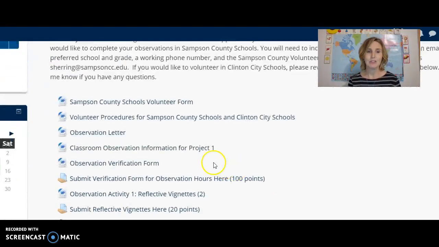If you are planning on doing your volunteering or your observation project in Sampson County Schools, you will need to email me this Sampson County Schools volunteer form. I will need those by Monday. Email them to me. Let me know what school you would like to volunteer in.